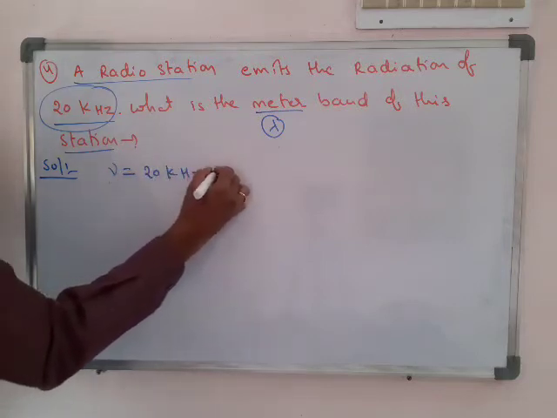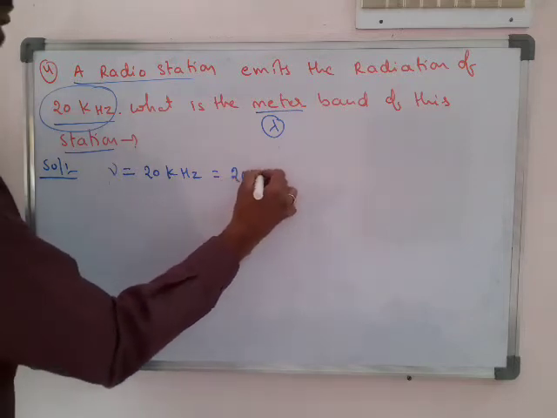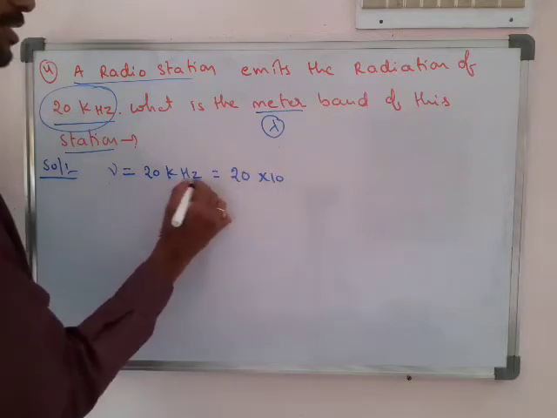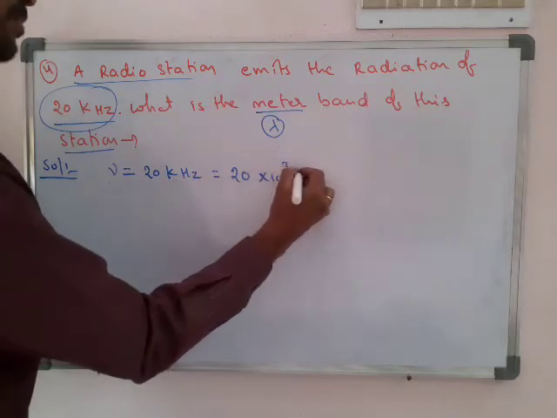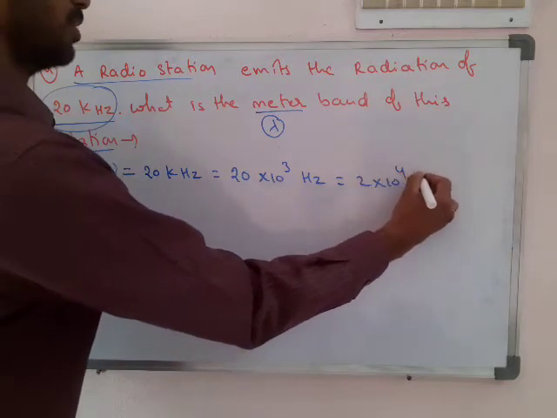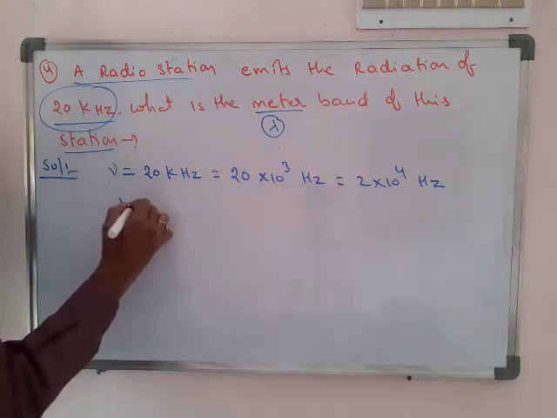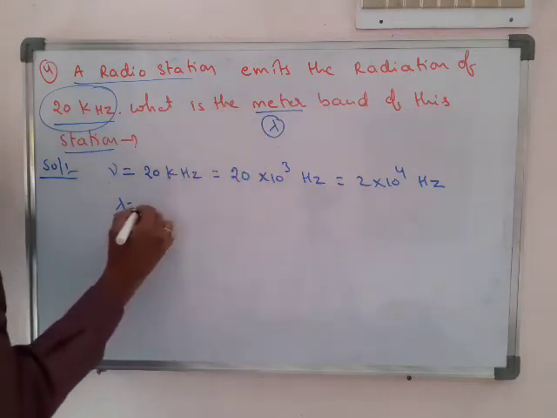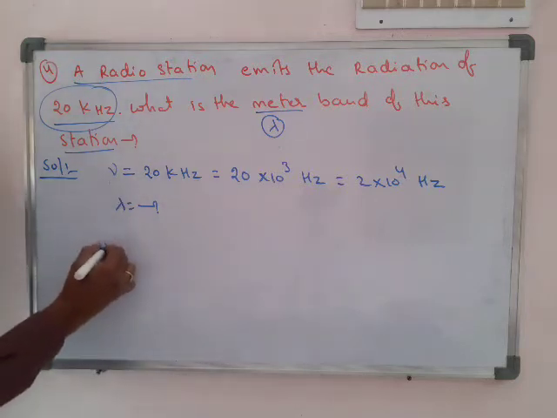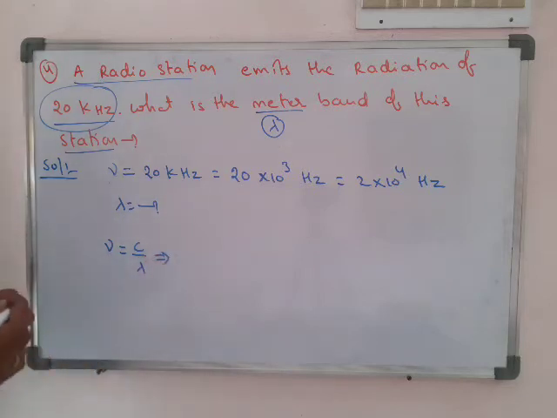Just remember, always do the problem in terms of hertz, not kilohertz. Convert it into hertz. Kilo means 10 power 3 hertz, so we can write 2 into 10 power 4 hertz. What we have to find is lambda, and lambda should be in meters. Meter band, so we have to find it in meters. What is the relation? nu is equal to c by lambda, the basic relation.